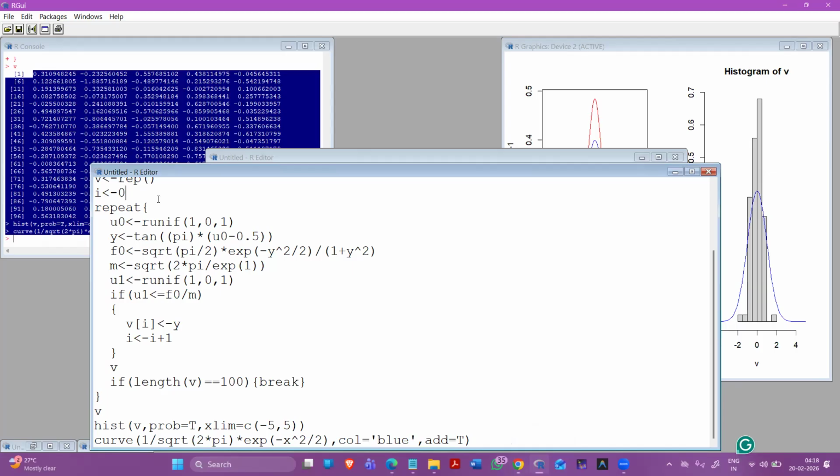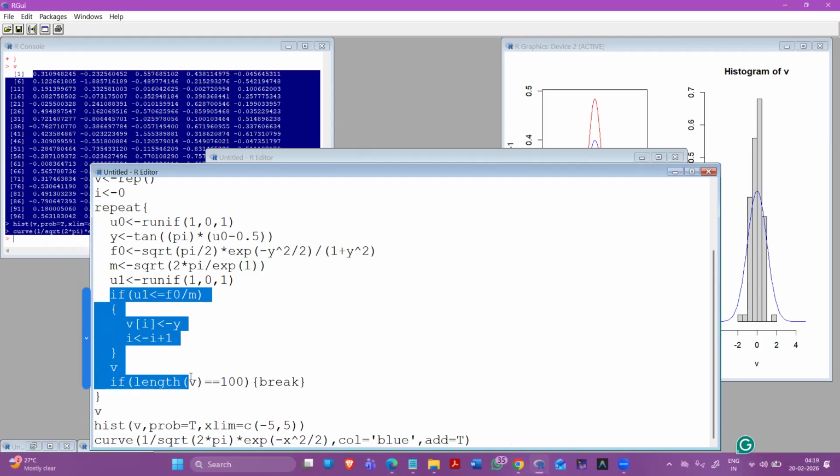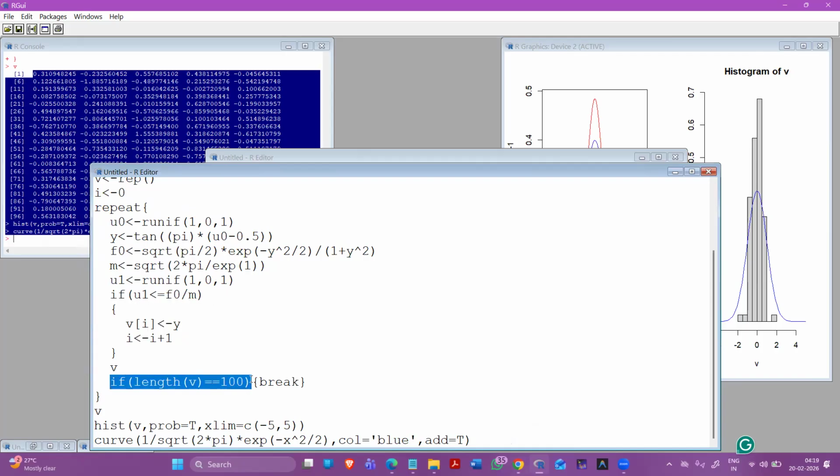If you see, repeat is going to start from here. What should it repeat? You should repeat the uniform U. You need to repeat Y every single time. The value of F naught you need to repeat. And you need to repeat the M. After that, what you need to do? There is the if else condition. You need to check this condition. After that, how long should your repeat and break loop run? Till the length of V equals 100.